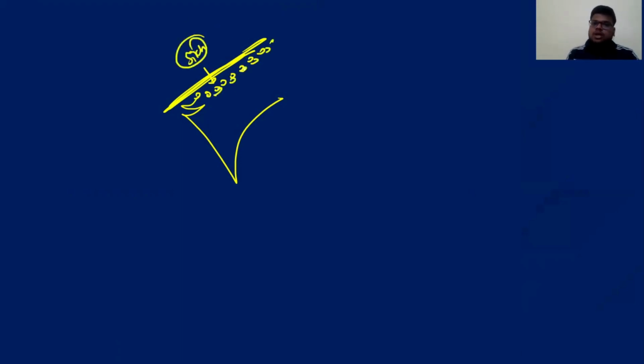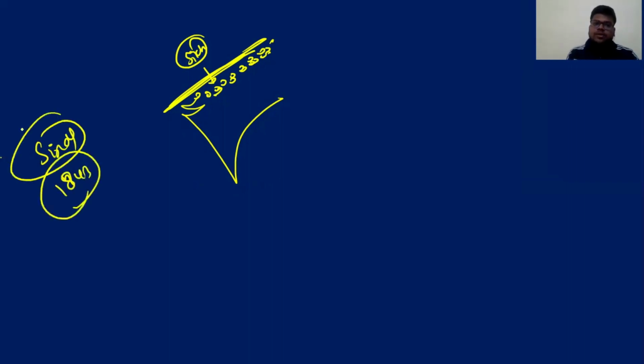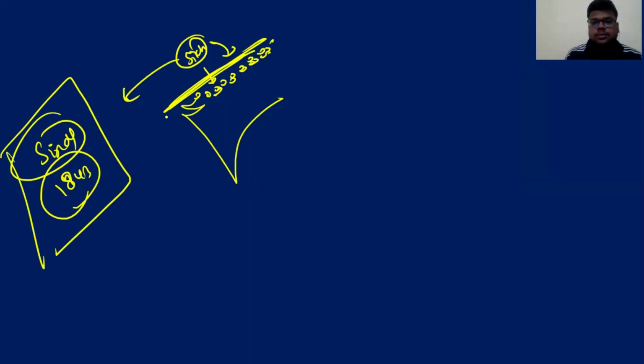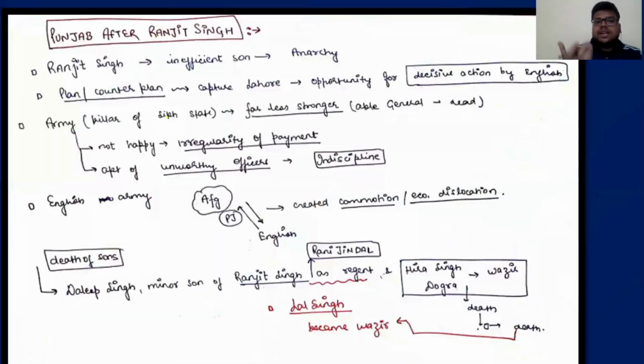The Sikhs have also seen what happened to Sindh in 1843, how the British took over Sindh. Now the Sikhs are watching this, and they are watching a lot of territory being taken. That was bound to create a lot of anxiety among the Sikhs.